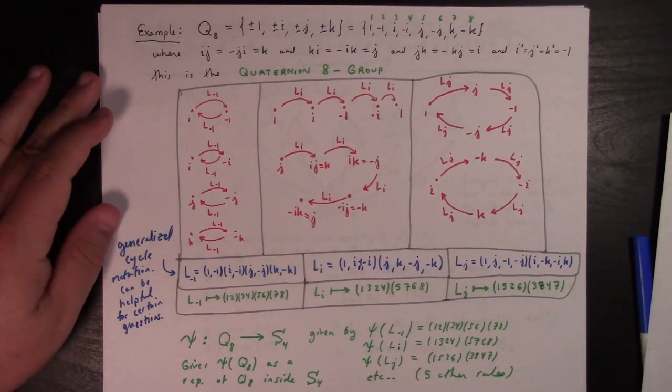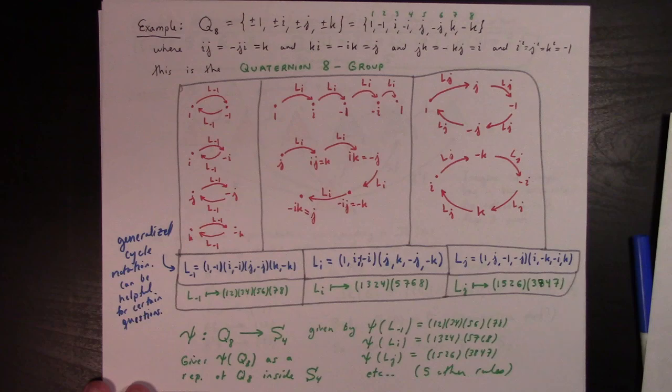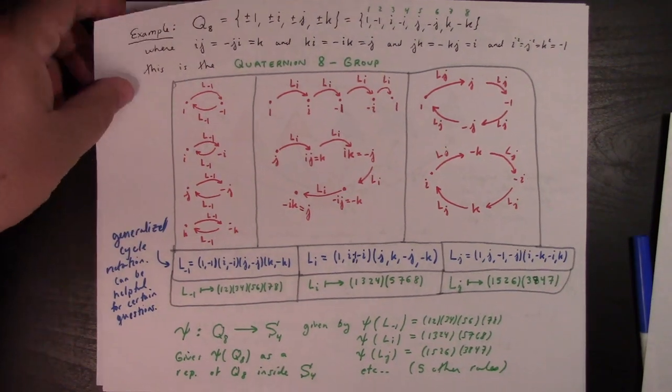All right. Anyway, so here you go. You can define an isomorphism from the quaternion 8 group to a subgroup of the symmetric group, and it is defined by this goes to that, that goes to that, that goes to that, and there are 5 other rules which I don't care to derive right now, but I hope that gives you a sense of how you do these. All right, so let's move along.